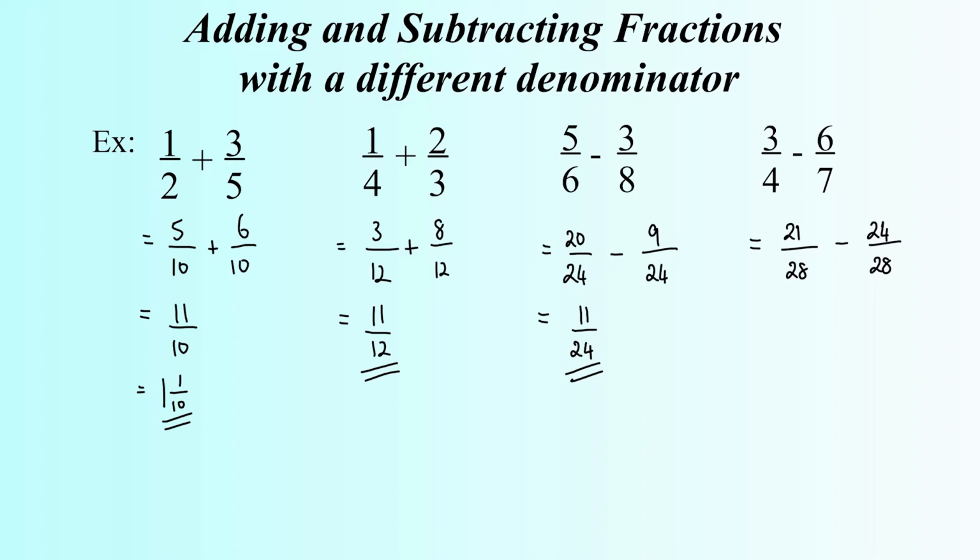And here, a little bit of an unusual one, but just like when we do with negative numbers, if you have the small one take away the bigger one, then you're going to end up with a negative answer. And that can happen in fractions as well. We can have a negative fraction, that's totally fine. So here, 21 take away 24 would be negative 3. So we've got negative 3 out of 28 as our final answer there.